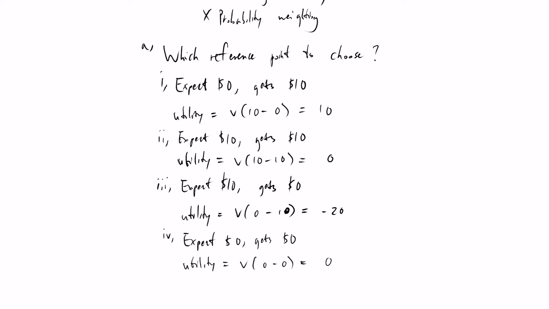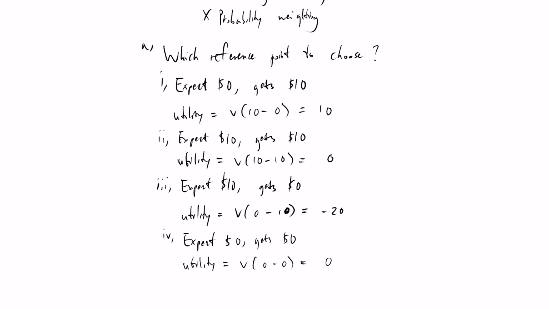Now, 3 and 4 show you that if you expect to get money and you don't get it, it actually makes you very sad. Losing money is a lot more painful. That's the idea. But if you expect nothing and you get nothing, it feels like nothing because it's not yours to begin with.